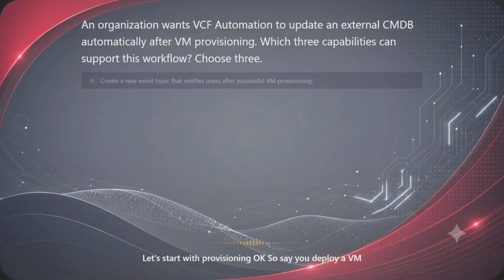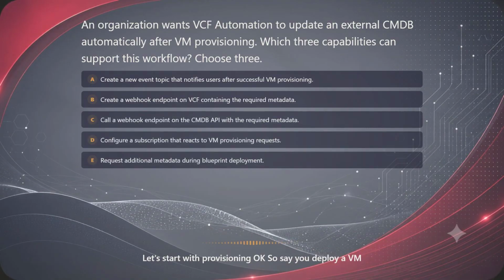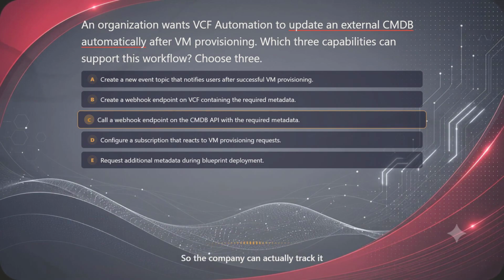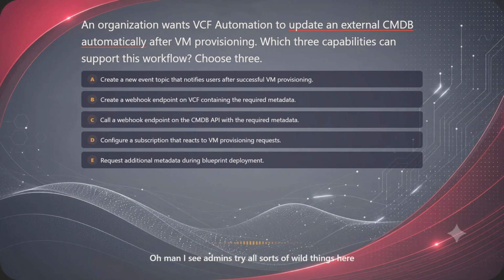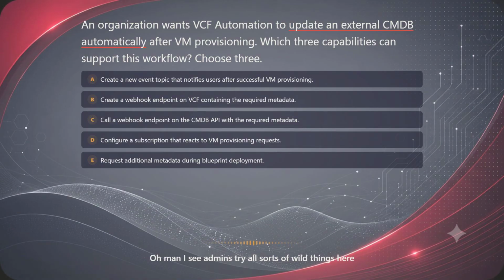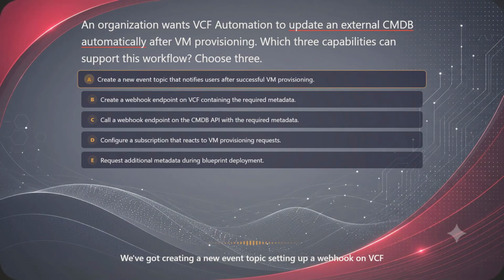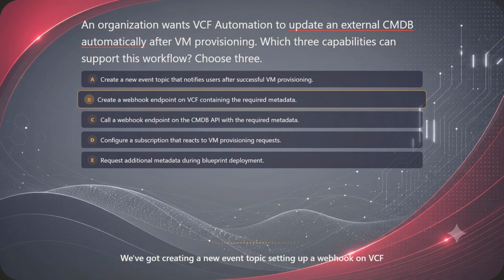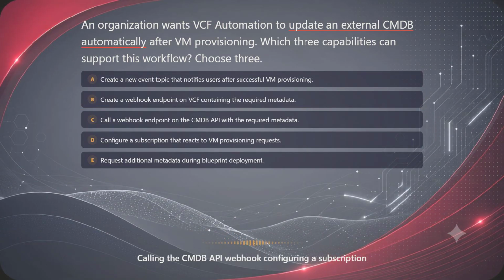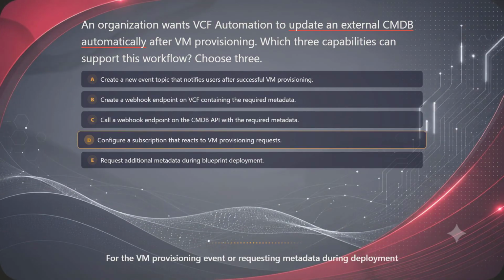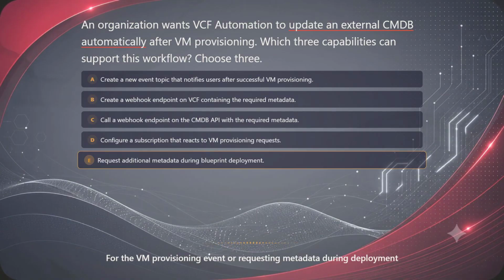Let's start with provisioning. Say you deploy a VM and you need to automatically update an external CMDB so the company can actually track it. Oh man, I see admins try all sorts of wild things here. So we need three options to make this work. We've got creating a new event topic, setting up a webhook on VCF, calling the CMDB API webhook, configuring a subscription for the VM provisioning event, or requesting metadata during deployment.